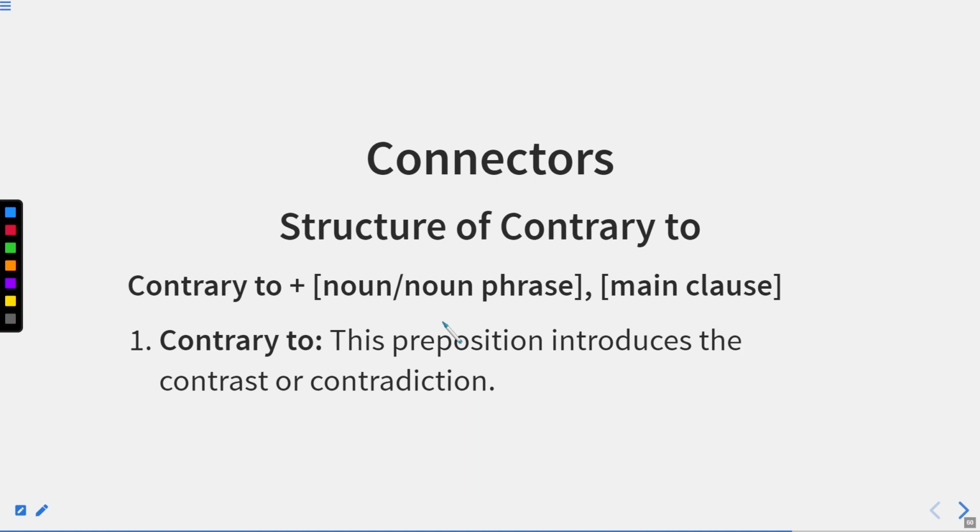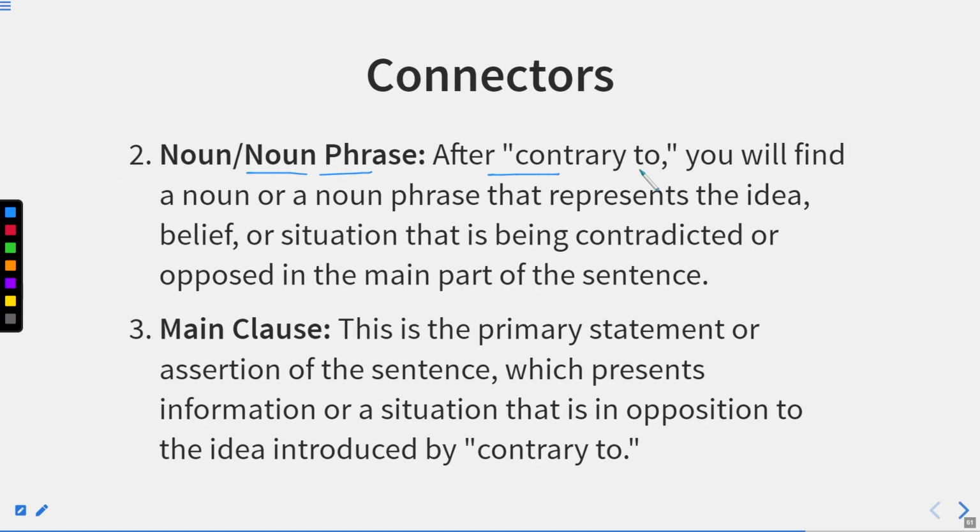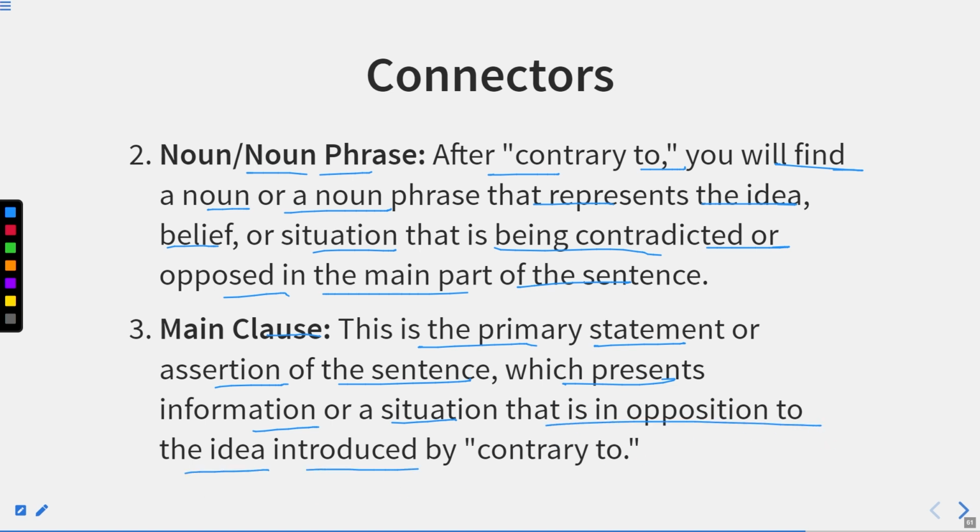Structure of contrary to. First of all, we'll write contrary to, then a noun or a noun phrase, then the main clause. Now, contrary to, this preposition introduces or contrasts the contradiction. Noun and noun phrase: after contrary to, you will find a noun or a noun phrase that represents the idea, belief, or situation that is being contradicted or opposed in the main part of the sentence. Then main clause: this is the primary statement of the sentence, which presents information or a situation that is in opposition to the idea introduced by contrary to.